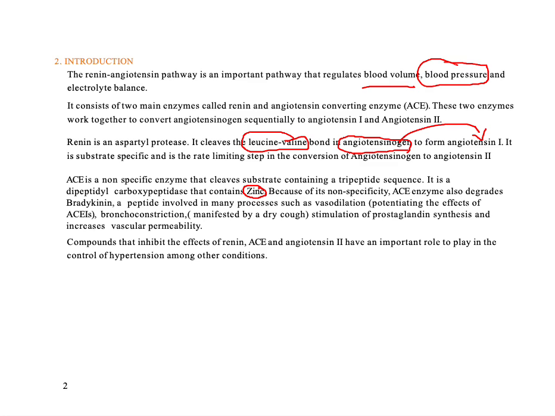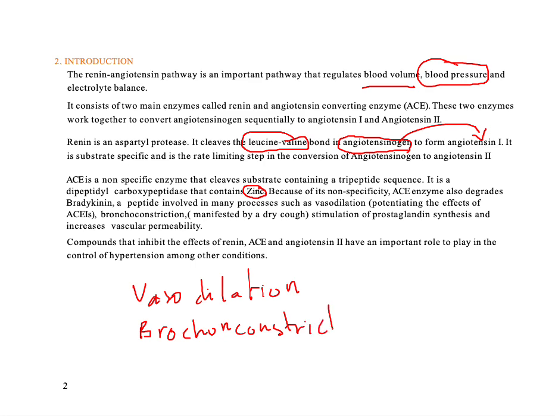Now, because it's non-specific, ACE can also degrade other substrates such as bradykinin. Bradykinin is involved in many processes such as vasodilation and bronchoconstriction. It's also involved in stimulation of prostaglandin synthesis, which is going to be involved in inflammation. And it obviously increases vascular permeability, which also is going to increase the effect of inflammation.